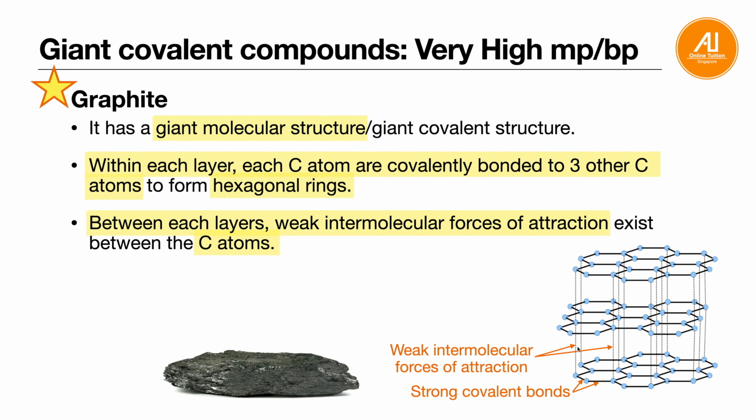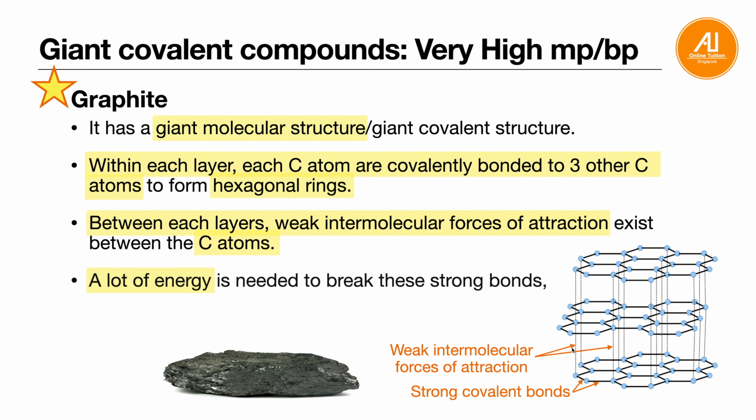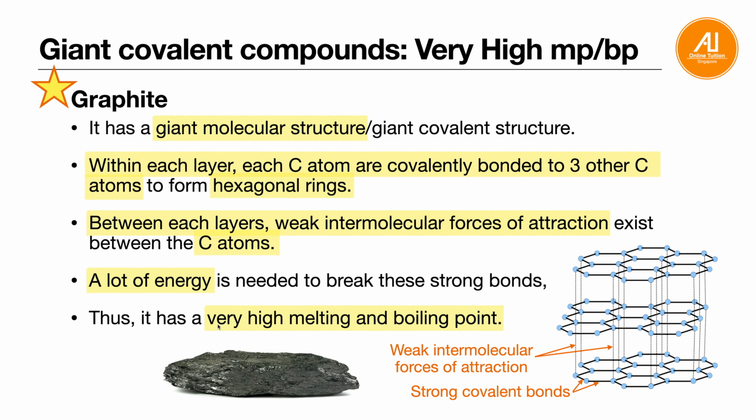of attraction, which is denoted by this black dotted line. Okay, so within a layer there are strong covalent bonds. Between layers are weak intermolecular forces of attraction. Okay, and since there are strong covalent bonds, a lot of energy is needed to break these strong bonds, thus it has a very high melting and boiling point. So graphite's melting and boiling point is slightly lower than diamond. Diamond is still the highest.